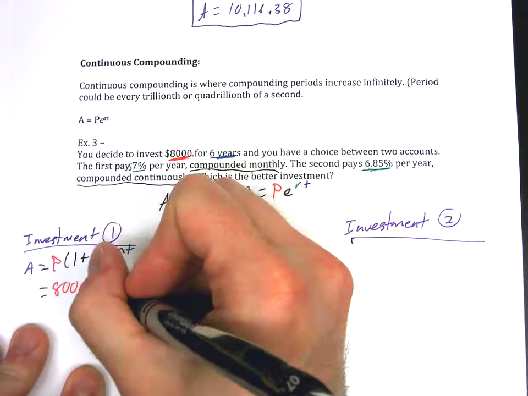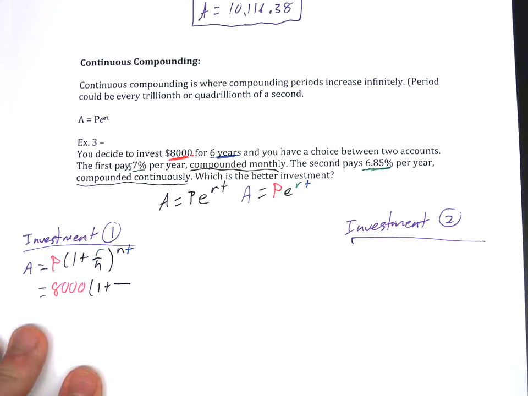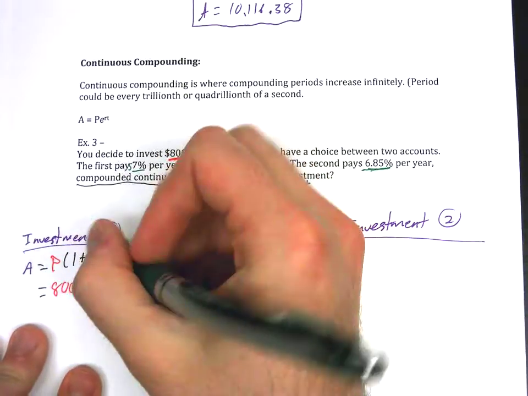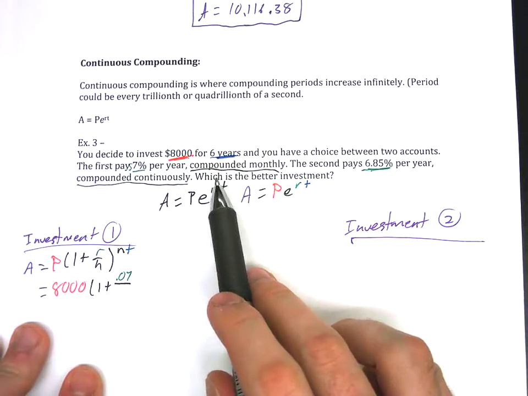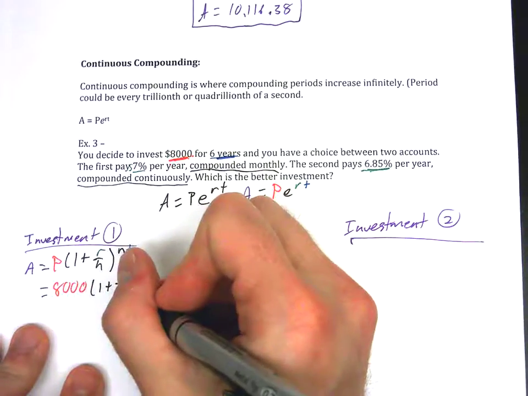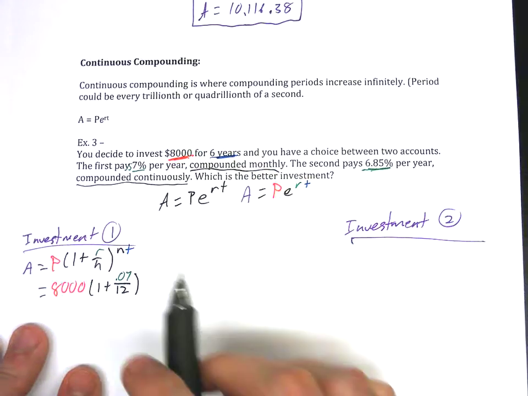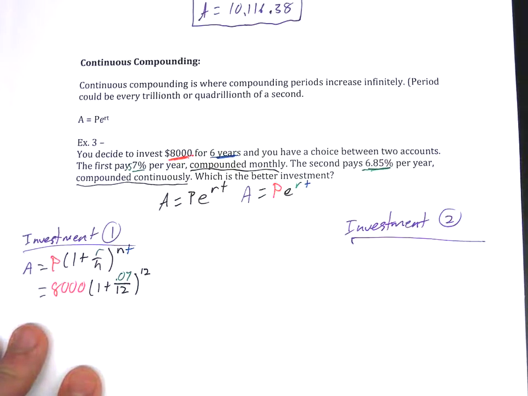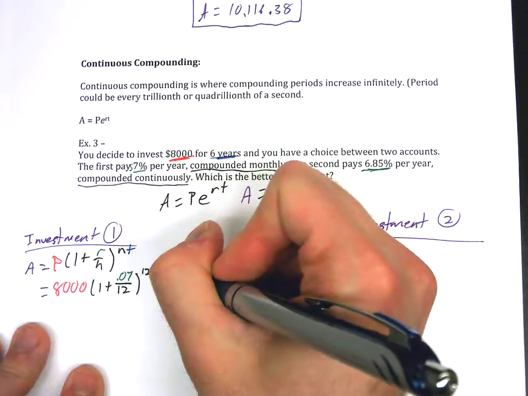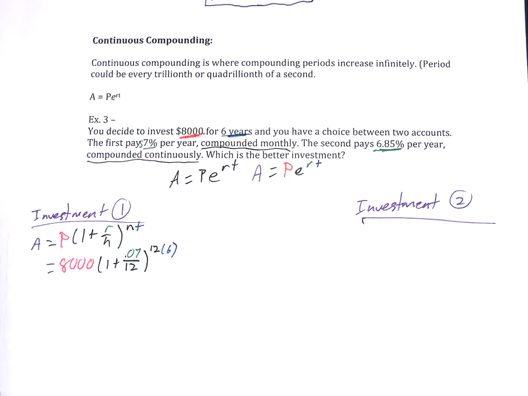That's going to be multiplied by 1 plus, and then in a fraction, our rate, which is 7%, so I'm going to write it as 0.07, over our compounded period. It's compounded monthly, so we're again using 12. Note that it's not always going to be 12 like the two examples we've had here. And that's to the n, our compounding period, times our time, which changes in this one to being 6 years.